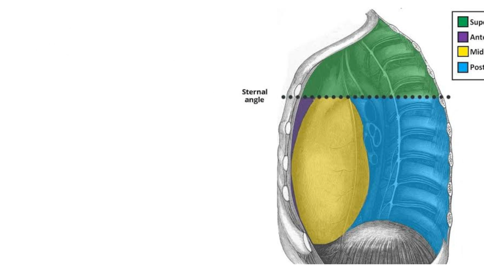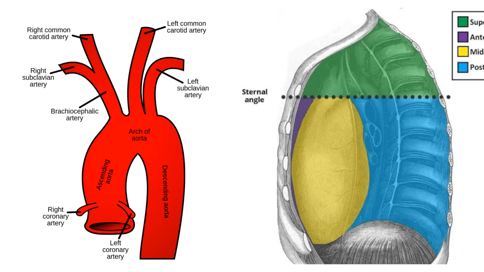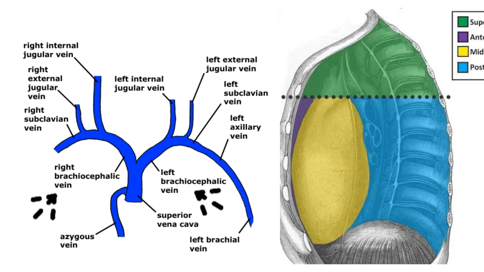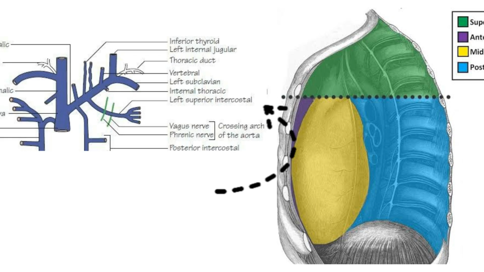So we'll be looking at contents of the superior mediastinum. For arteries, we have four arteries. We have the arch of the aorta, we have brachiocephalic artery, left common carotid artery, and left subclavian artery. Then for veins, we have right and left brachiocephalic vein. We have the upper half of the superior vena cava. We have the left superior intercostal vein.